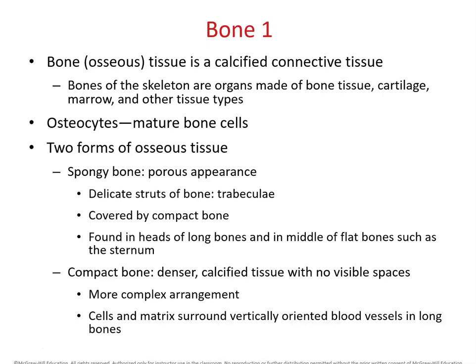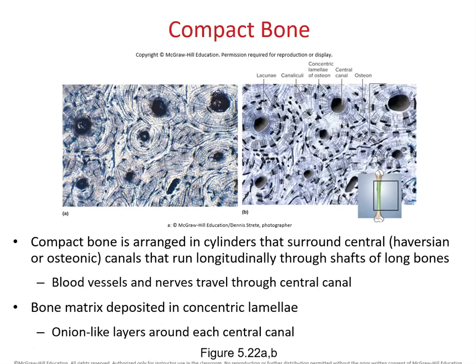So our next connective tissue is bone. Everybody is familiar with bone and at least a little bit about the skeletal system. Okay, so osteocytes are the name that we call mature bone cells, and we have two types. We have spongy bone, which is porous in appearance, and then we have compact bone, which is more dense and doesn't have any space between those osteocytes. We see compact bone here. We have blood vessels and nerves that go through a central canal, and then onion-like layers around the central canal. Kind of interesting right here. You can see those onion-like layers.